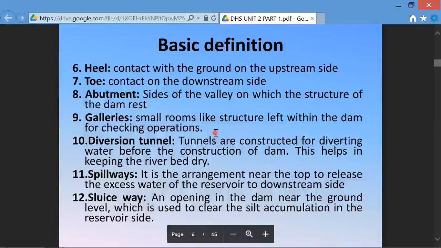Then galleries are nothing but small room-like structures left within the dam for checking the operation. Then divergent tunnel is there. Tunnels are constructed for diverting the water before the construction of the dam. Then spillway is an arrangement near the top to release the excess water of the reservoir to the downstream side. Sluice way is an opening in the dam near the ground level, which is used to clear the silt accumulation. So sand, silt, gravels are cleared by the sluiceway, and through the spillway the actual water flow is conducted through the dam gates.